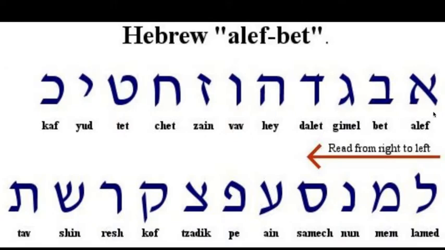We'll recite this. Aleph, Beit, Gimel, Dalet, Hey, Vav, Zayin, Chet, Tet, Yud, Kaf, Lamed, Mem, Nun, Samech, Ein, Pei, Tzadi, Kuf, Reish, Shin, Tav.